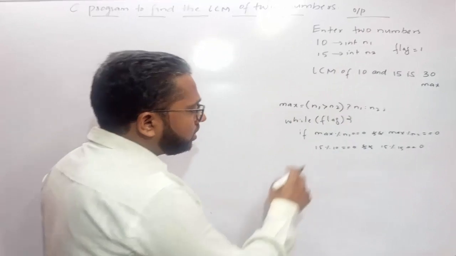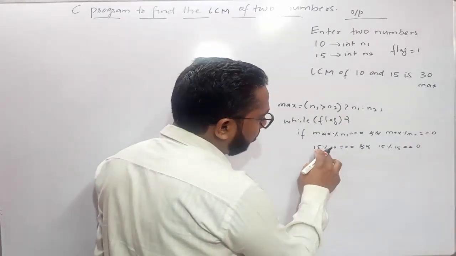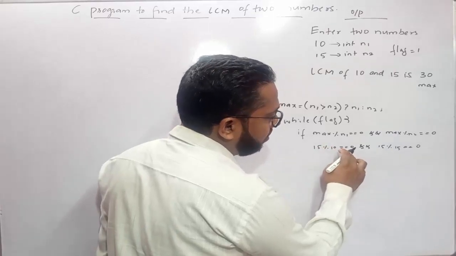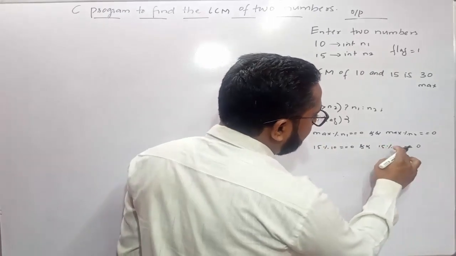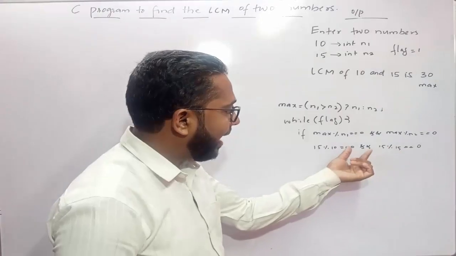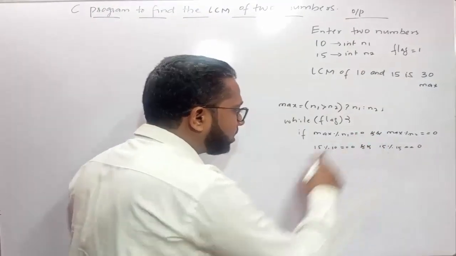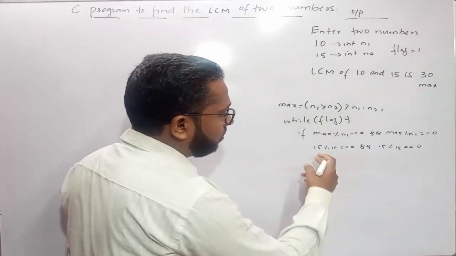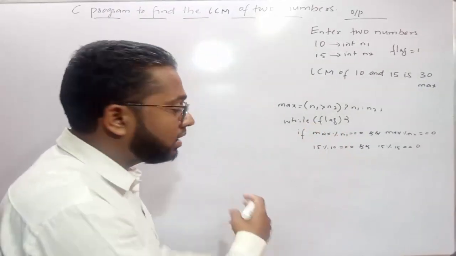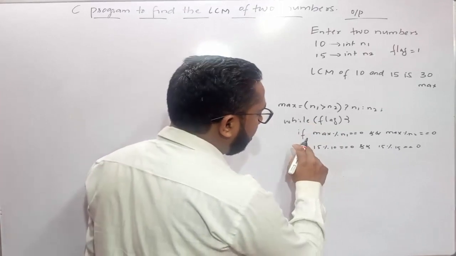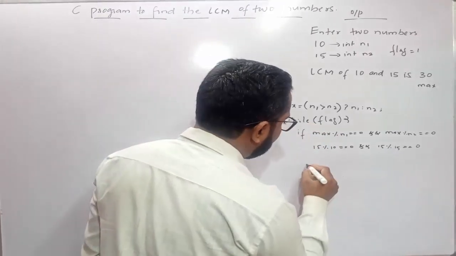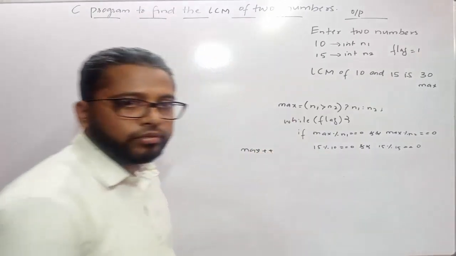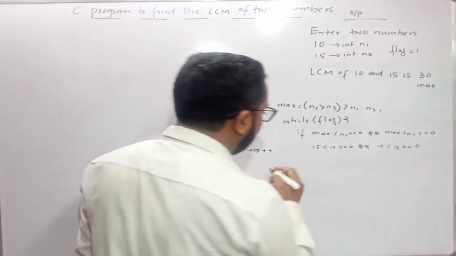Now you can clearly see that after performing the modulus operation on the value 15 with 10, we will not get 0 as the remainder, whereas we will get 0 as the remainder for this. How the AND operator works: if both of these conditions become true, then only control will come inside the if, otherwise control will come outside the if statement. So now control will come outside the if and increment the value of max. Now max gets incremented by 1.